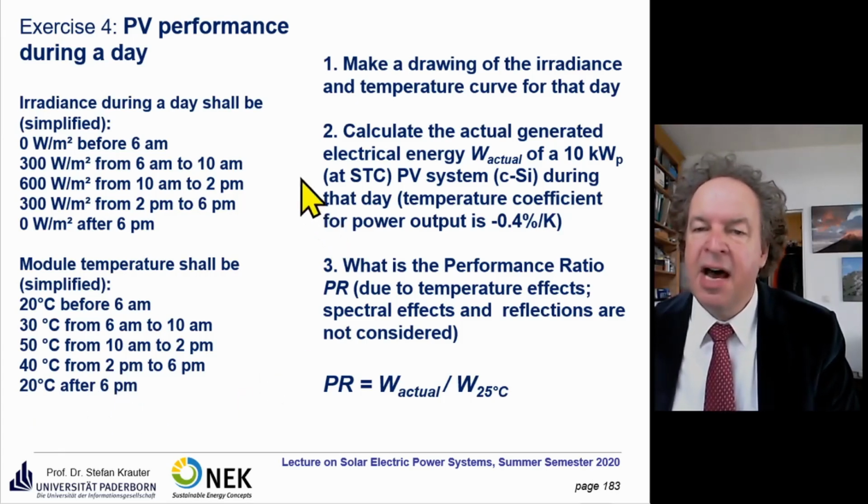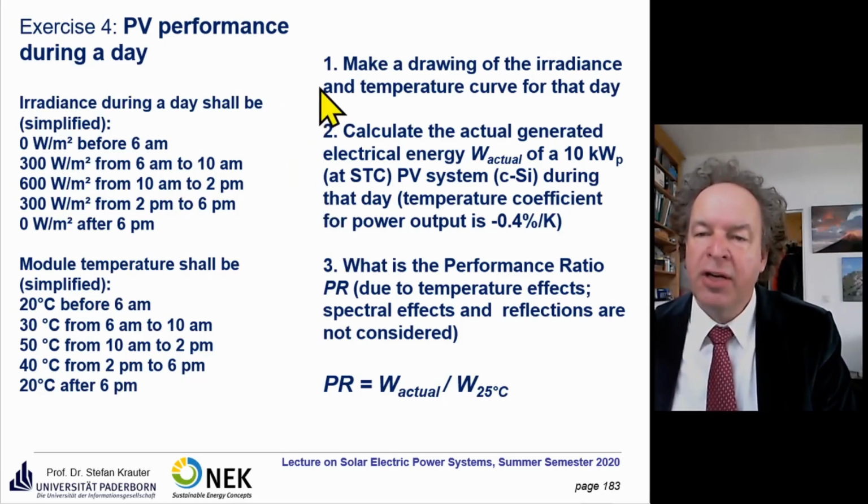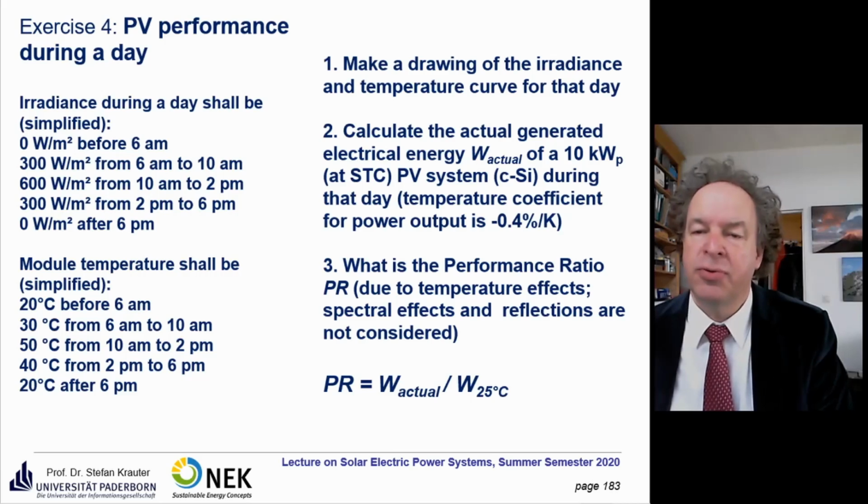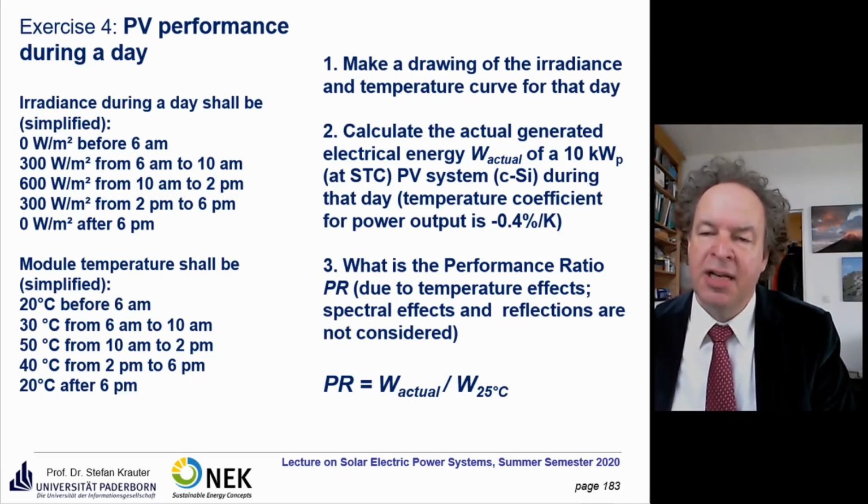So the tasks are: first, we make a drawing of the irradiance curve and the temperature curve during that day. Then we shall calculate the generated electrical energy for a 10 kilowatt peak generator. This peak means under standard test conditions, including the irradiance and temperature influences. And last but not least, we will calculate the performance ratio of such a system.